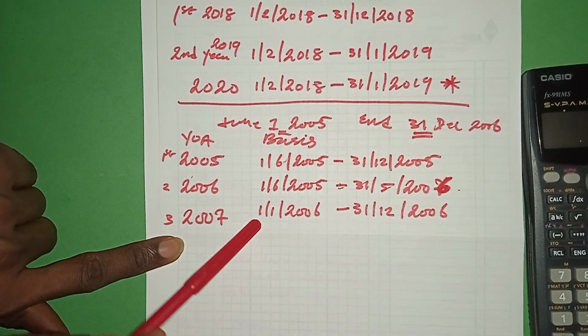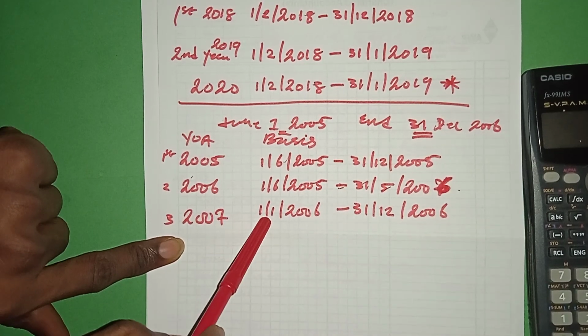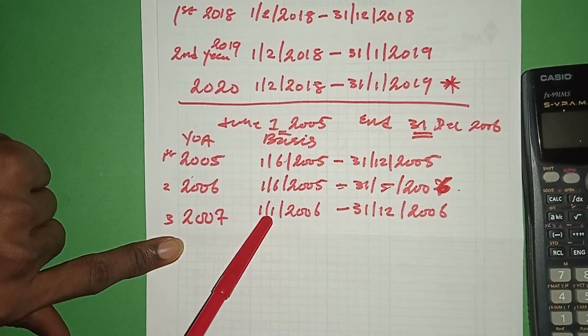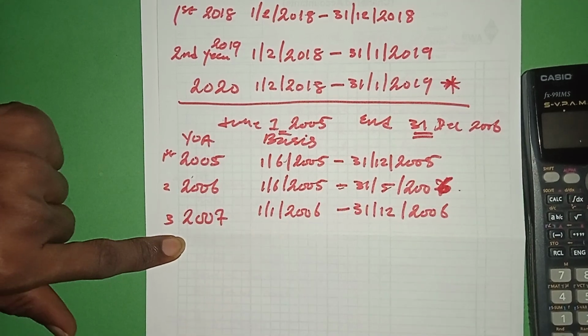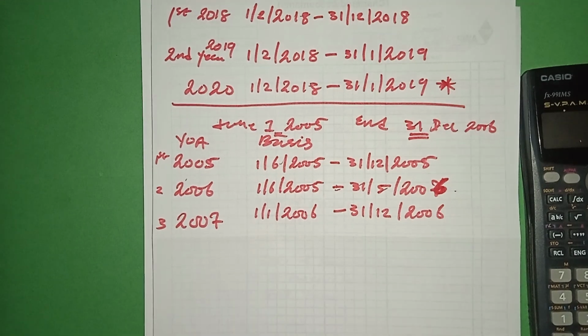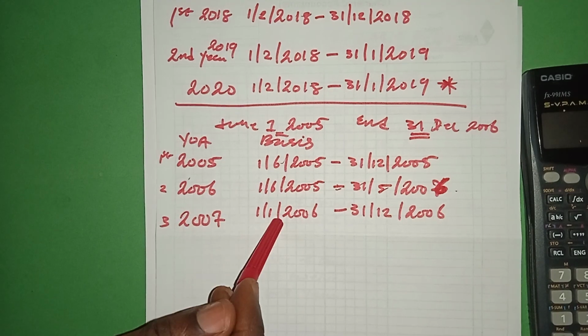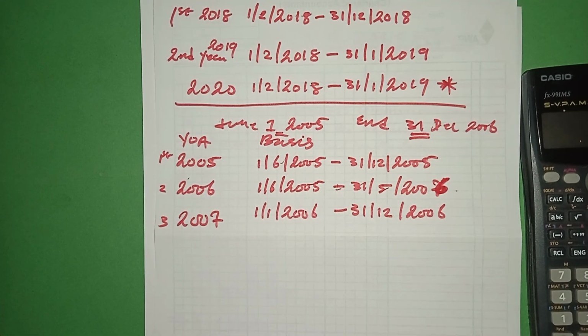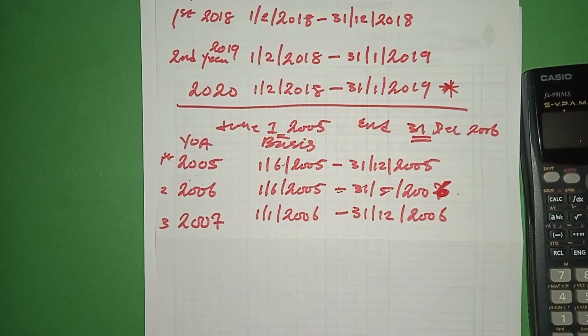Now, we trace it back to get the beginning of the year, 1st January 2006. That is to say, as at 2006, the business has already started. Are you getting it? As at 2006, the business has what? Already started. So in this case, you are not repeating the 3rd year. You will leave it like this. It goes like this.